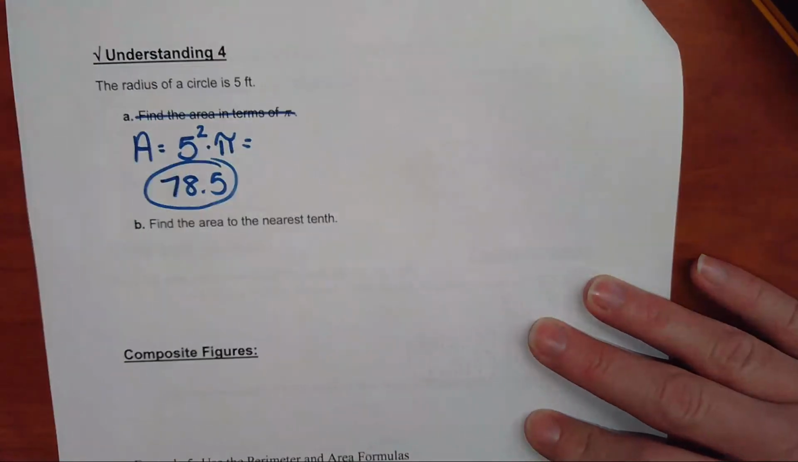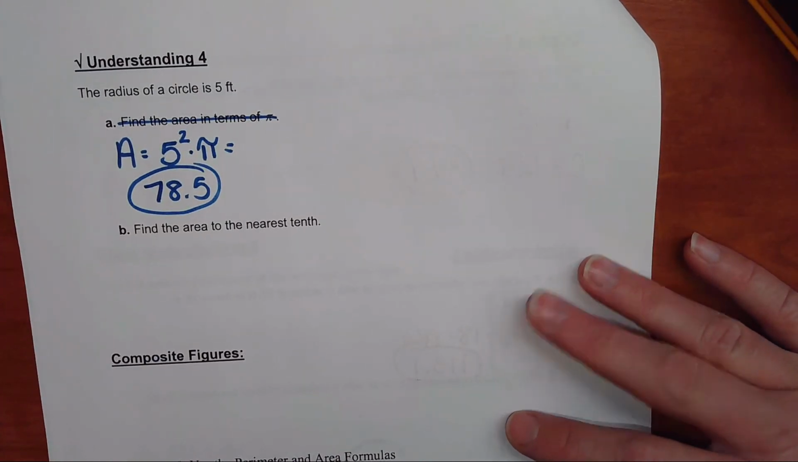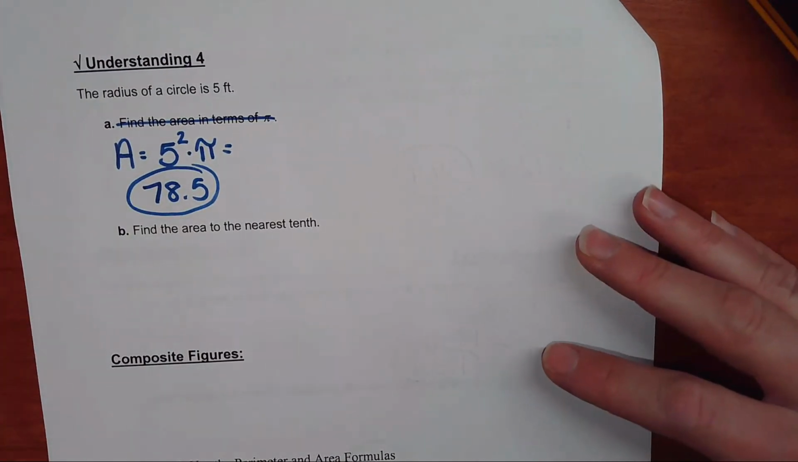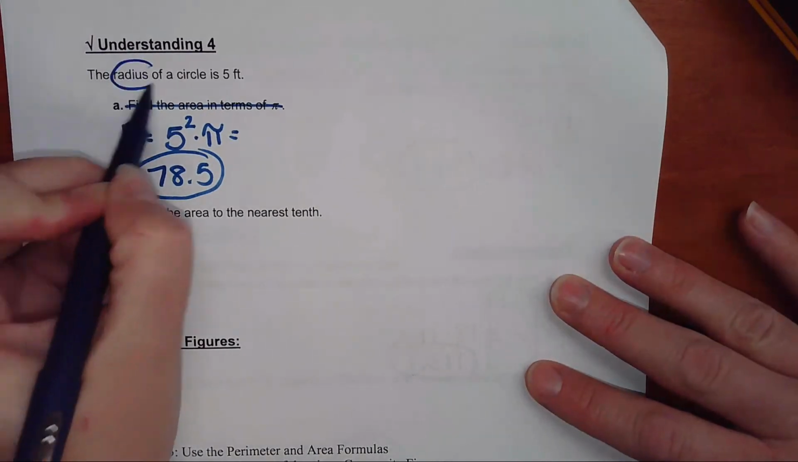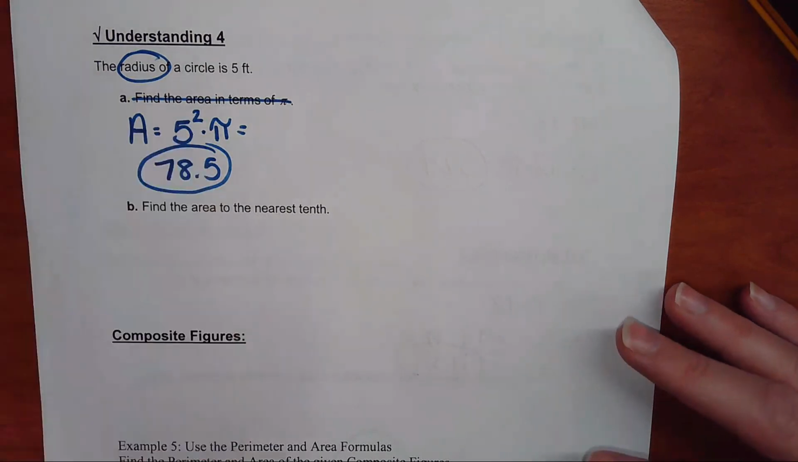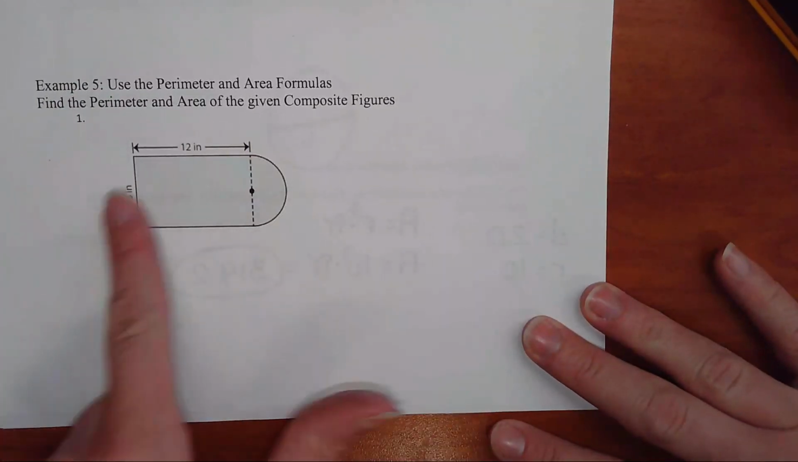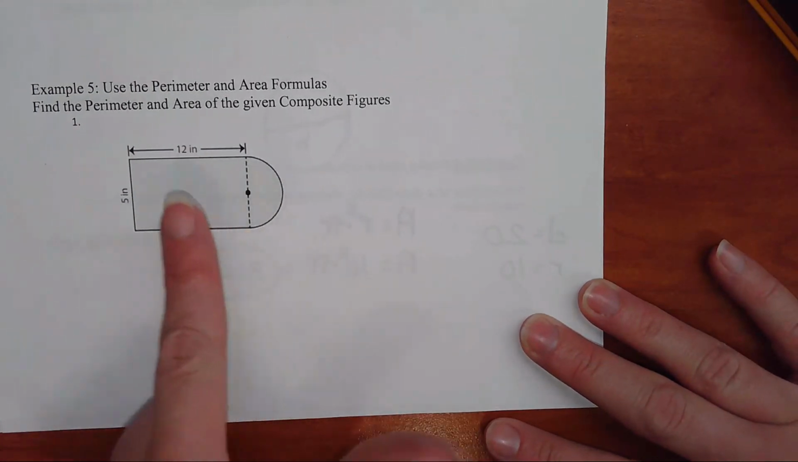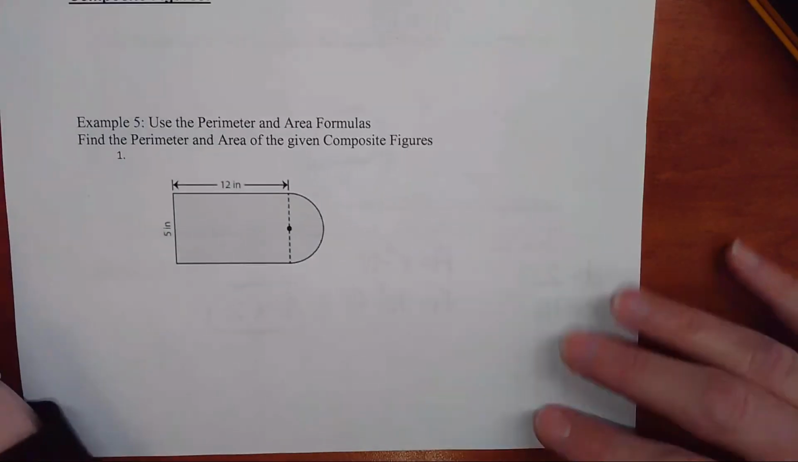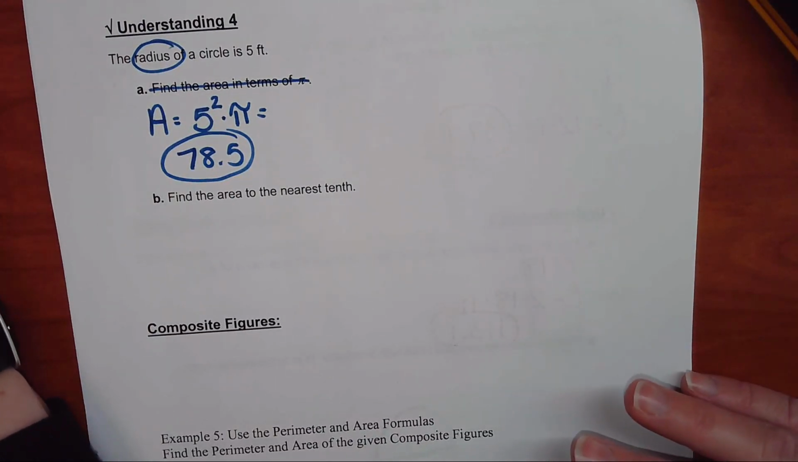So main thing, just make sure that you are plugging in correctly, and pay attention to whether you're given the radius or diameter. Read the directions. But I think you guys are going to do really well with this. Tomorrow we start doing these things called composite figures. And as you can see, we're going to be using multiple figures. So we got to make sure you have these down before we move on to the next ones. Good luck.